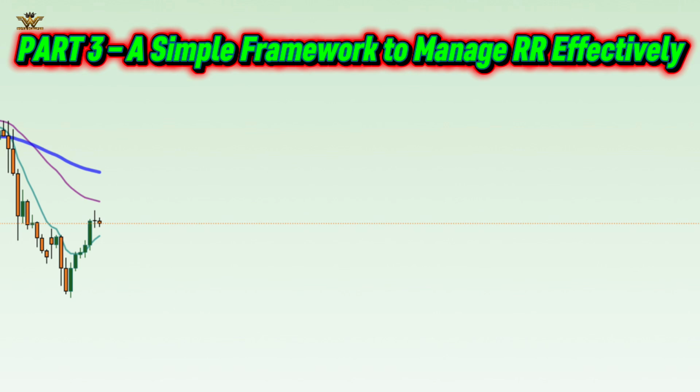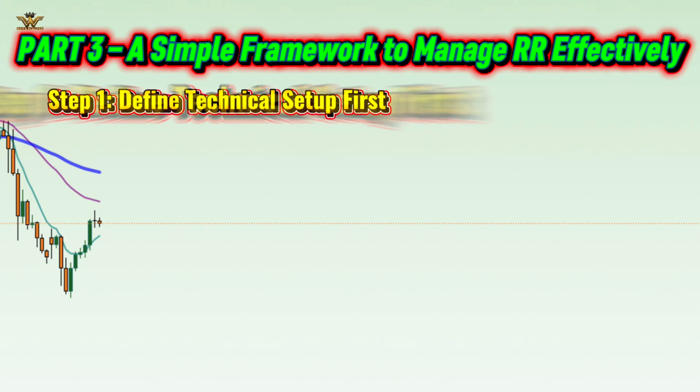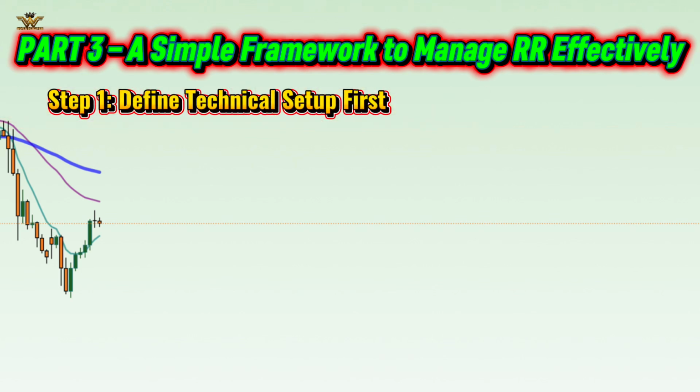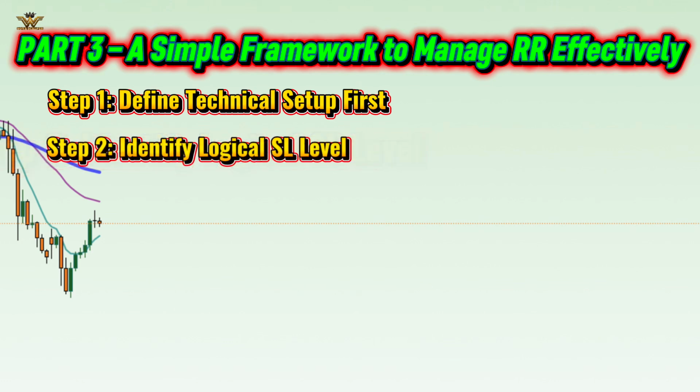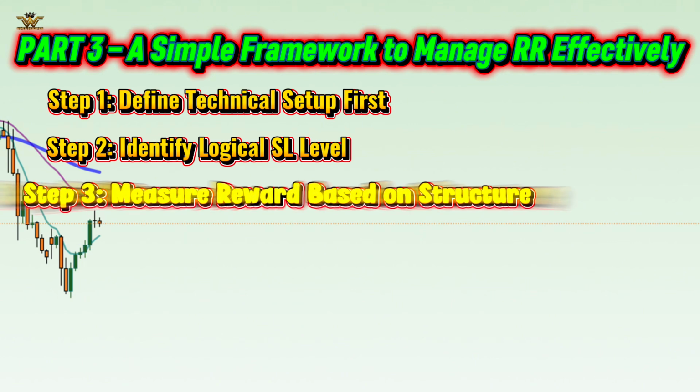And here's a simple 5-step framework you can apply immediately. Step 1. Define technical setup first. Look for valid confluence, trend, support, resistance, candlestick, pattern, and so on. Step 2. Identify logical stop-loss level. You should ask yourself, at what price level could the setup be proven invalid? That's your stop loss, not too tight, not too loose.